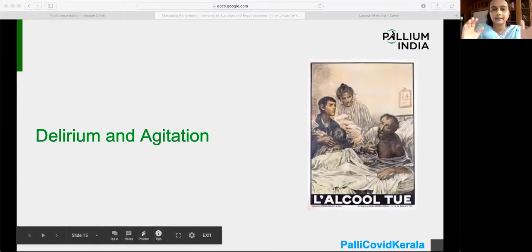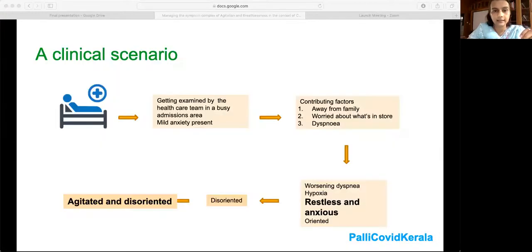And this scenario can typically occur in a COVID scenario also. So a COVID-19 patient who was at home, having a mild fever, has come to the hospital and is getting examined by the healthcare workers. Once he comes to the hospital, he tests positive. And then he's examined by the healthcare workers in a busy admission area. Obviously the patient would be quarantined at home and in hospital. So mild anxiety will be there, and there'll be further contributing factors to the anxiety.